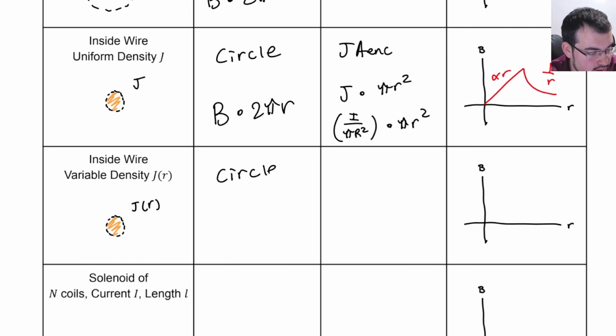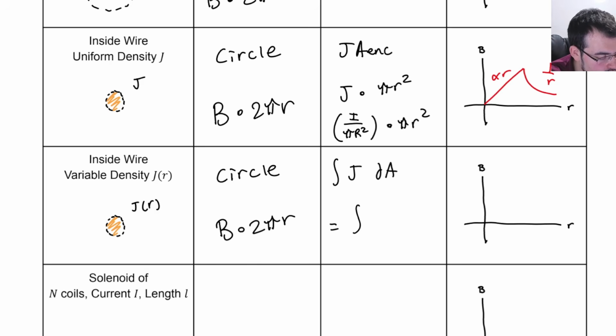We're still using a circle, which is B times 2 pi r. But here, current is the integral of J dA, which is equal to the integral of J of r times dA, which is 2 pi r dr. And just like for Gauss's law, we said our Gauss's law hack is that our volume differential was always the same as our flux factor. Same idea with Ampere's law. The thing that goes on the left side of Ampere's law, the circulation path, is the same as this differential. So if there's variable density, you're usually going to have a concave up shape before your mu naught I over 2 pi r.